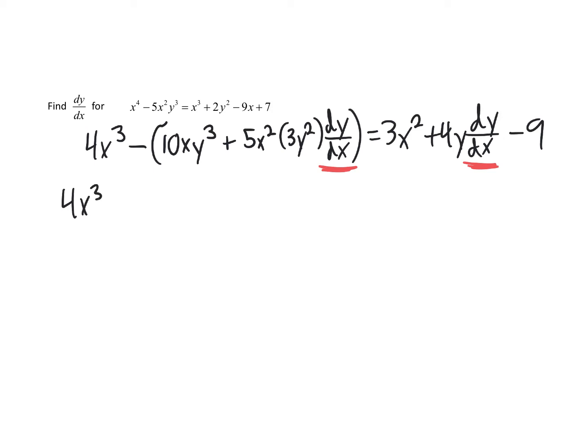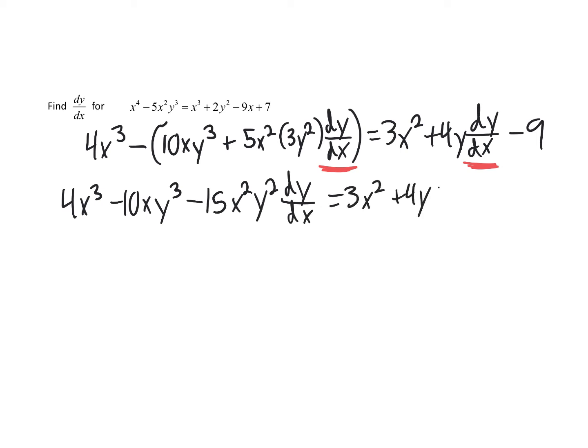4x cubed minus 10x y cubed minus 15 x squared y squared dy dx equals 3x squared plus 4y dy dx minus 9. Now we want to isolate and find dy dx. The easiest way here would just be to move the 15x squared y squared to the right and everything else to the left, giving us all our dy dx's on the right hand side.